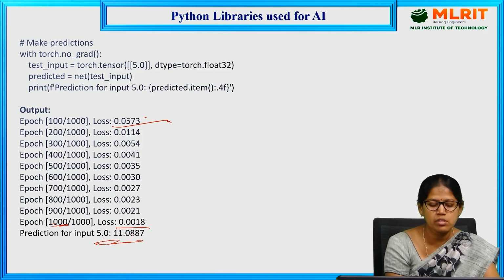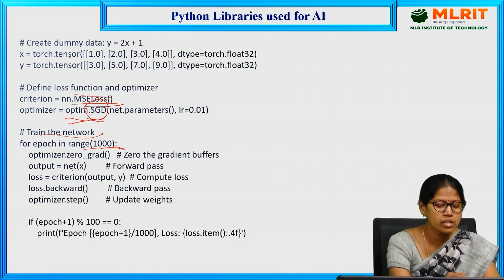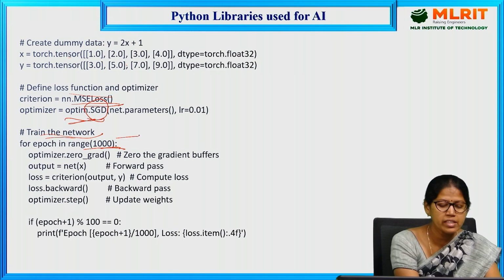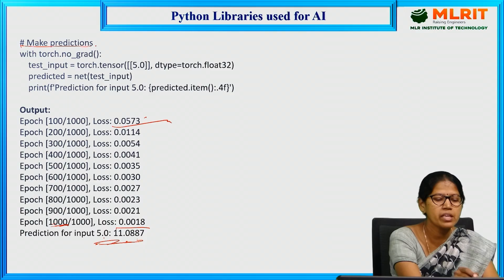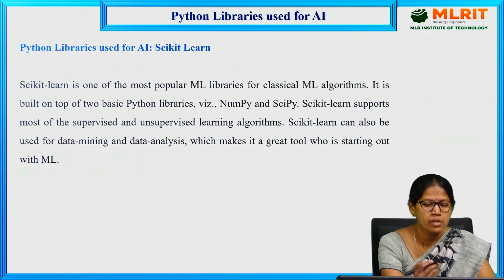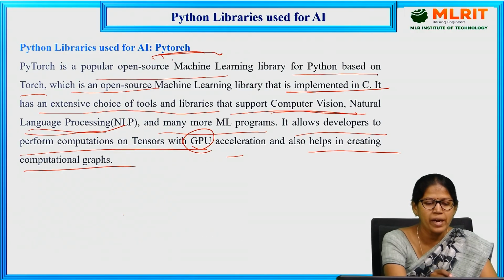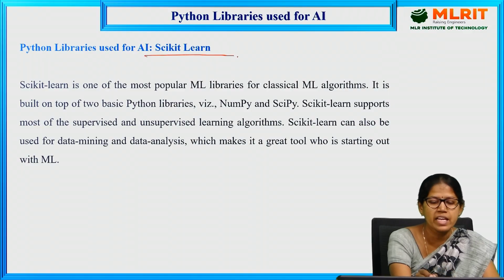For 5.0, 11.0887 is the value. After reaching this, it will train the network. After that, print the result, making the prediction as a result. That is the PyTorch library. Okay, the next one is scikit-learn.